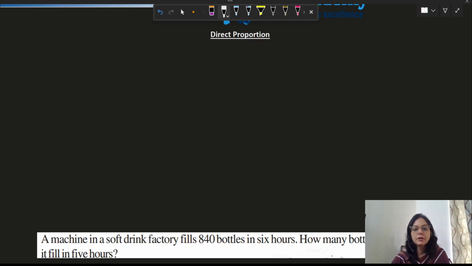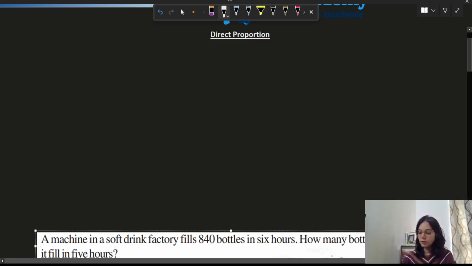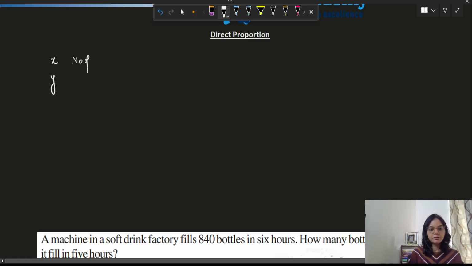Hello students, today we are going to learn about direct proportion. To begin with, let's say we have two quantities. We can name the two quantities x and y. Let us say x is the number of pens, and y is the cost of pens. If the number of pens is 1, let's say the cost is 20 rupees.